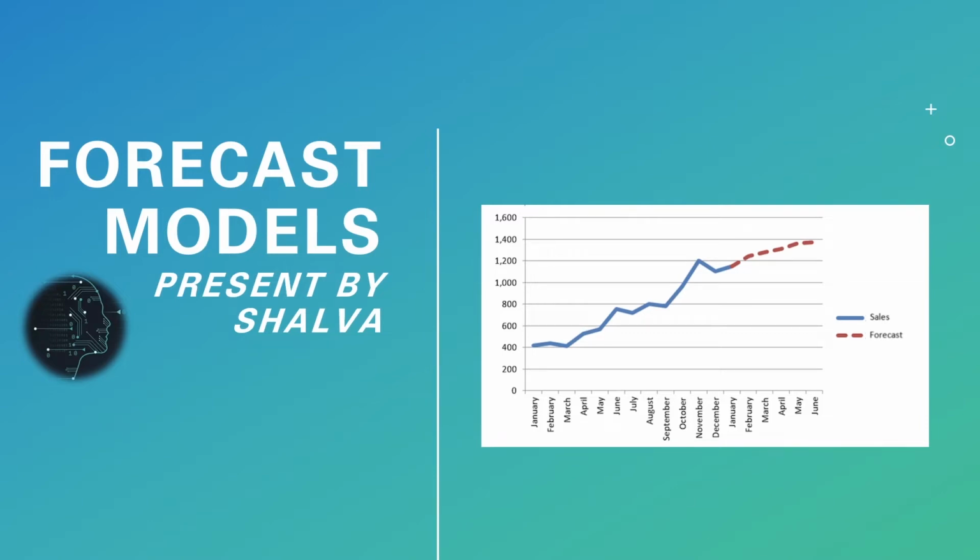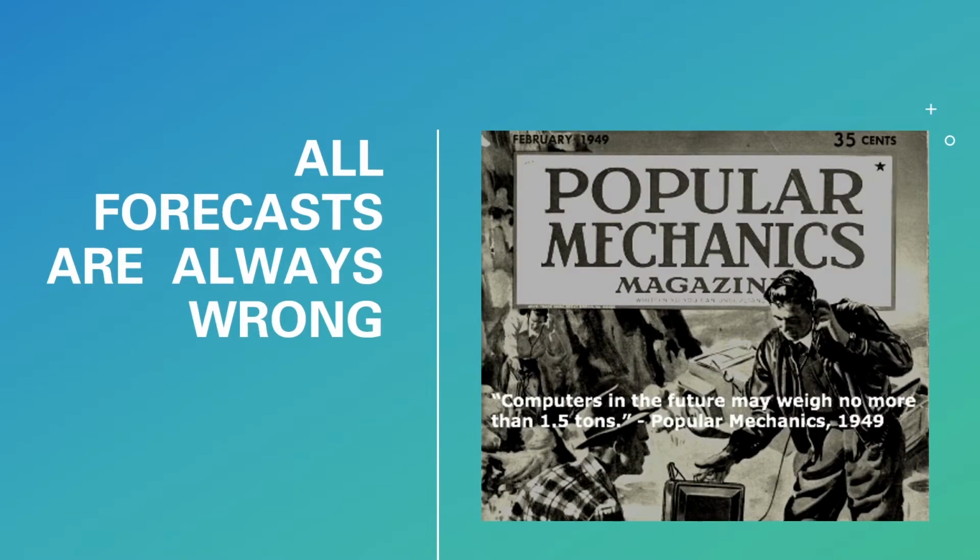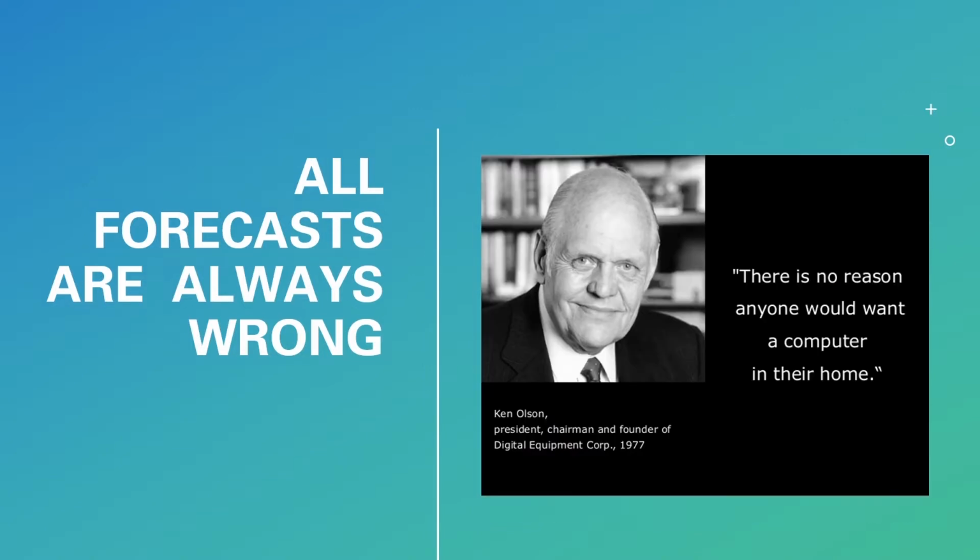In this video we will discuss the forecast. First of all, forecasts are always wrong. Don't trust me, check this out. "Computers in the future may weigh no more than 1.5 tons," from Popular Mechanics magazine. Another: "There is no reason anyone would want a computer in their home," said the president of Digital Equipment Corporation in 1977.